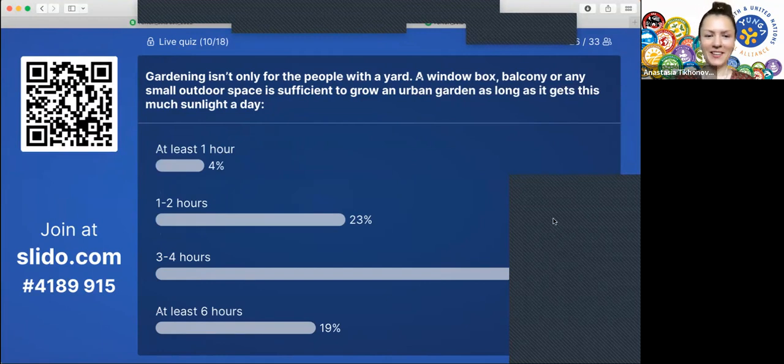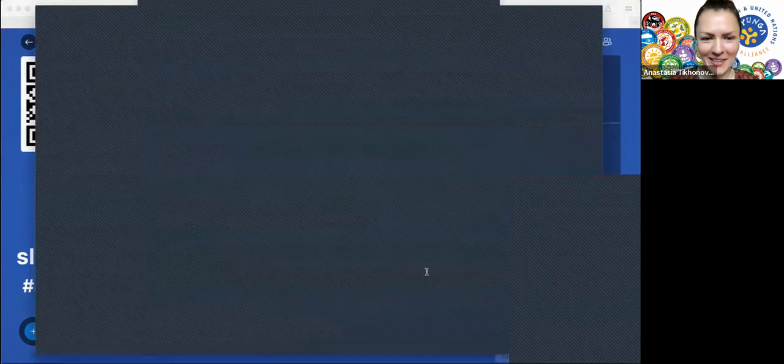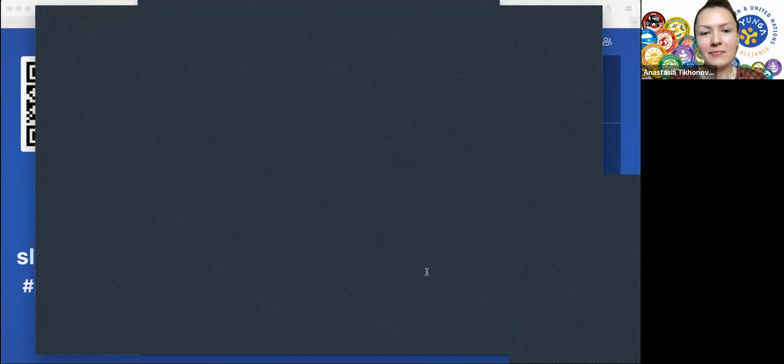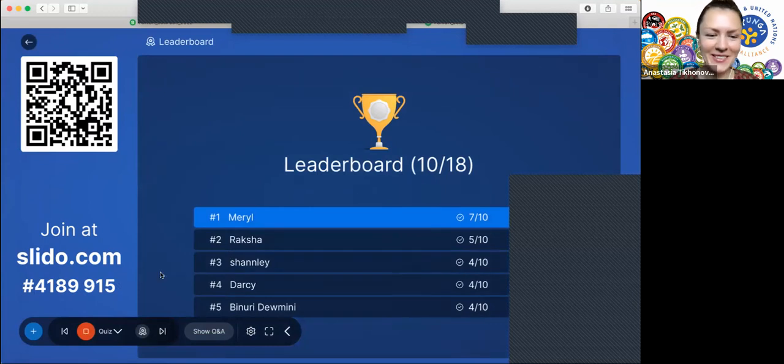Okay, the majority think it's 3-4 hours. Actually, it is 6 hours. So on average, really the garden needs at least 6 hours of sunlight to be successful. But you can also read your plant or seed label sun exposure requirements to assess how much your specific garden will need. Again, Meryl is still among the leaders. Very well done.